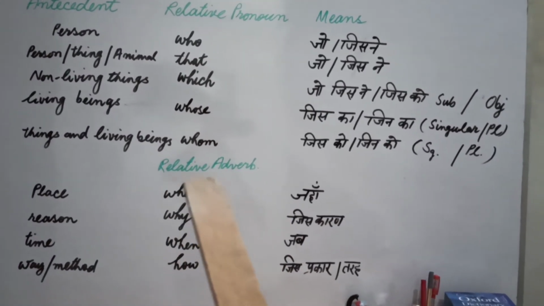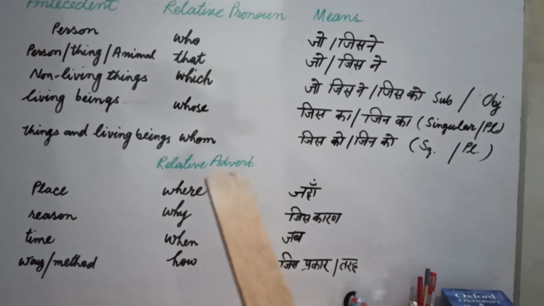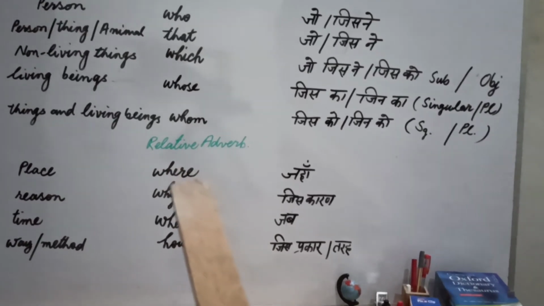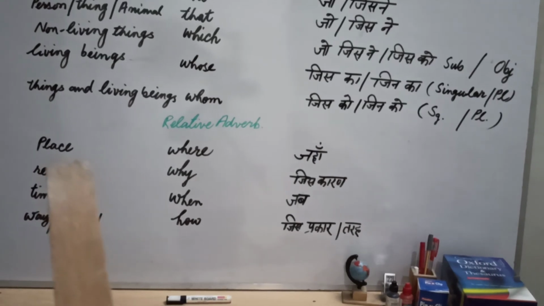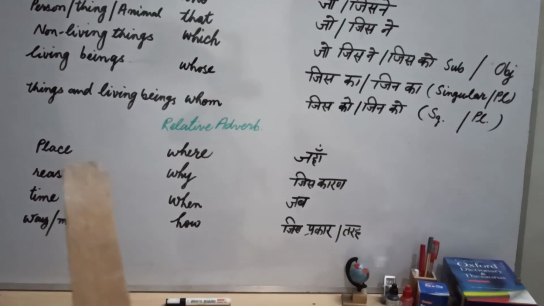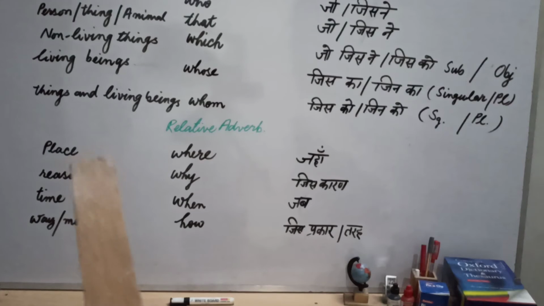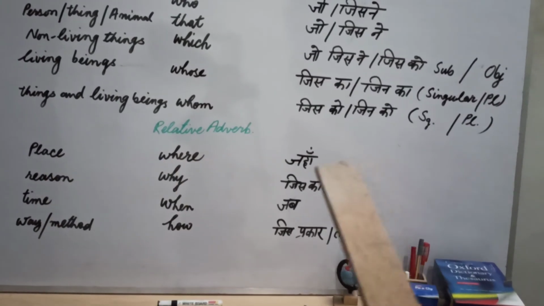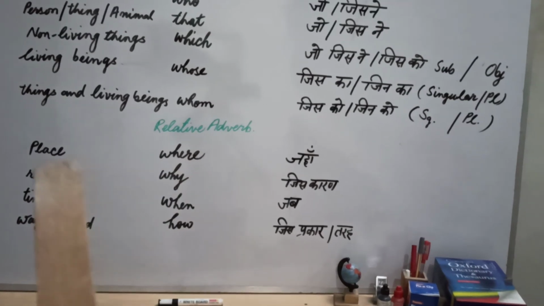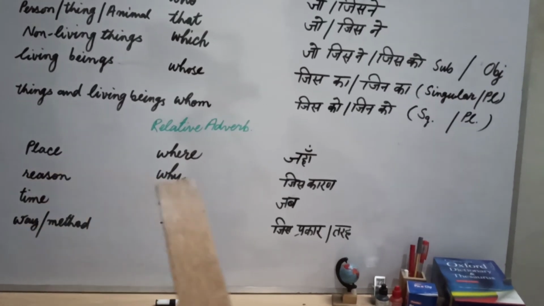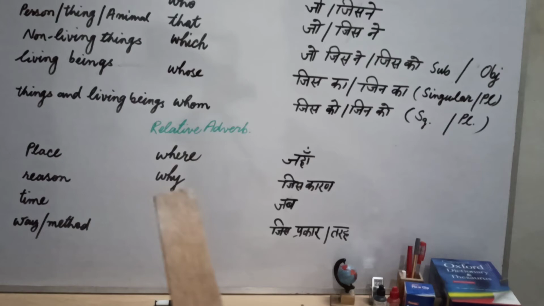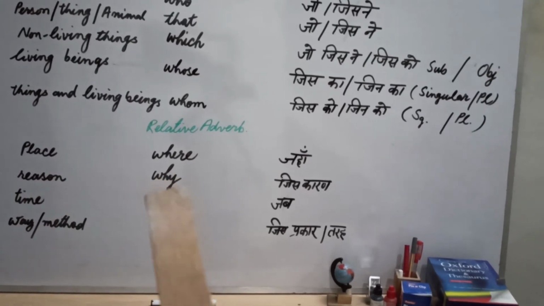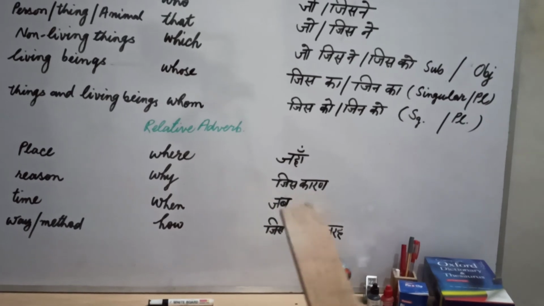Now we come to relative adverbs. Now we see what the function of a relative adverb is. A relative adverb is used whenever our antecedent is a place. Suppose I say पिलखुआ वही जगह है जहाँ मैं रहता हूँ. Then: Pilkhua is the place where I live. It means before the antecedent you use a noun or pronoun, and the next antecedent is reason, and for this reason we use the relative adverb why, which means जिस कारण in Hindi.